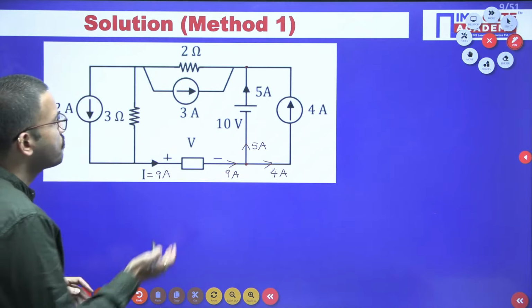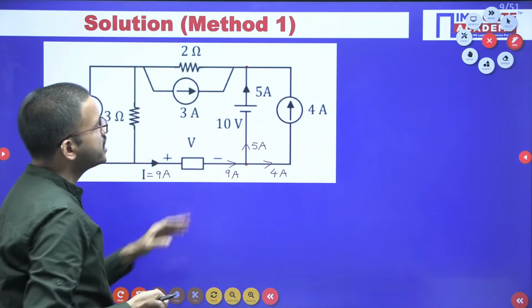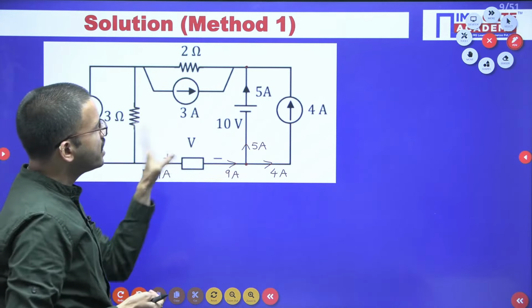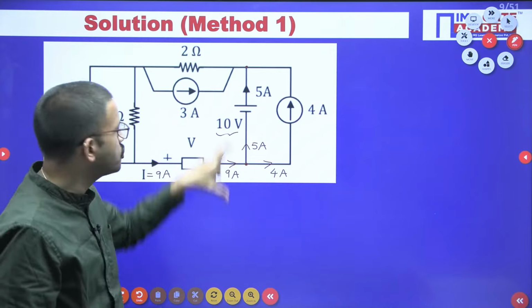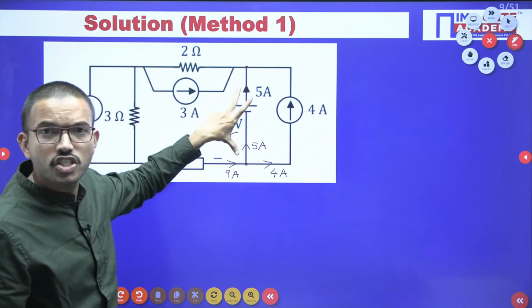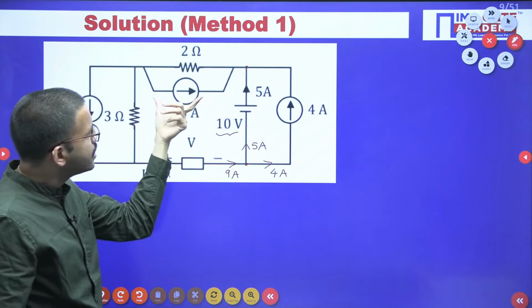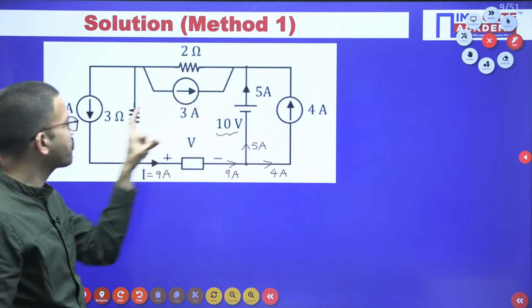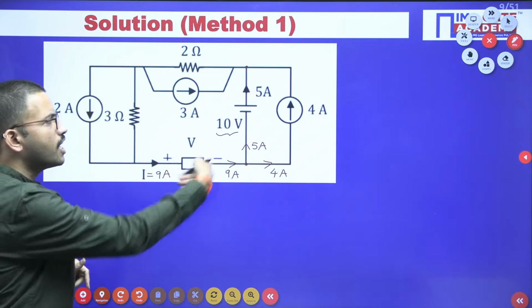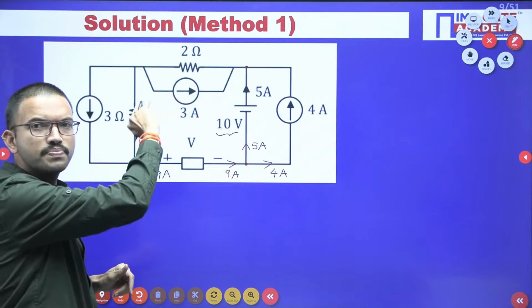Right. In order to find this voltage, let us observe here. In this branch, they have already given a 10 volt source. That means you know the voltage across this branch. Somehow or other, if you know the voltage across this branch and this branch, then we can apply KVL around this particular loop, right?